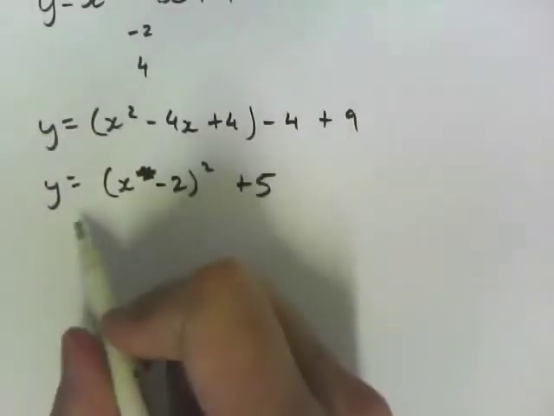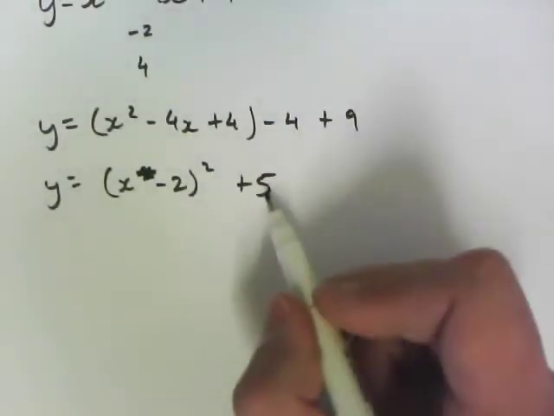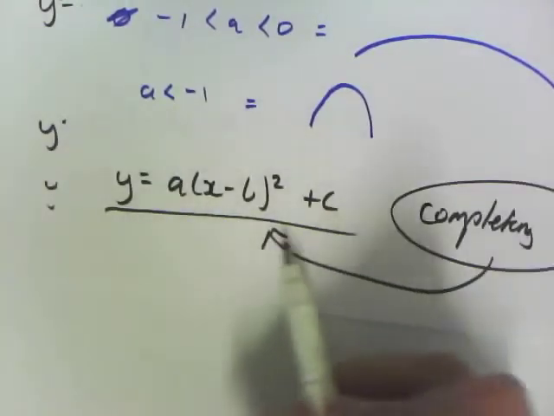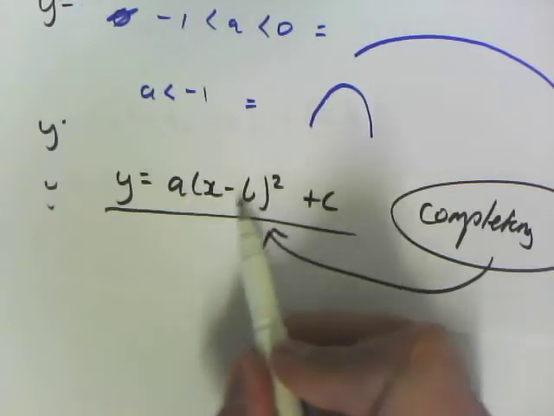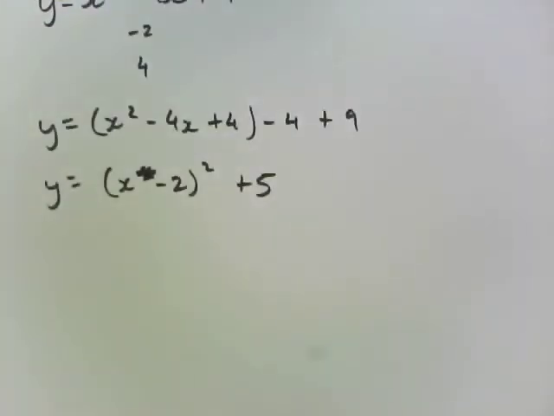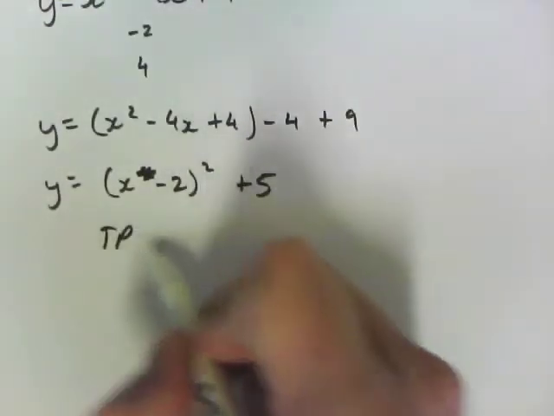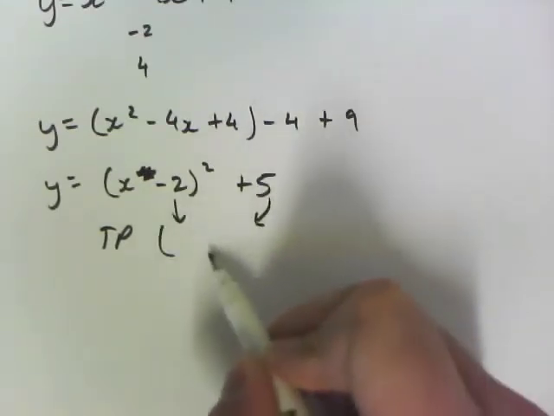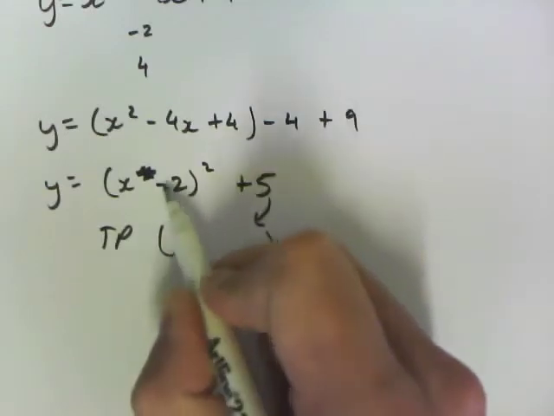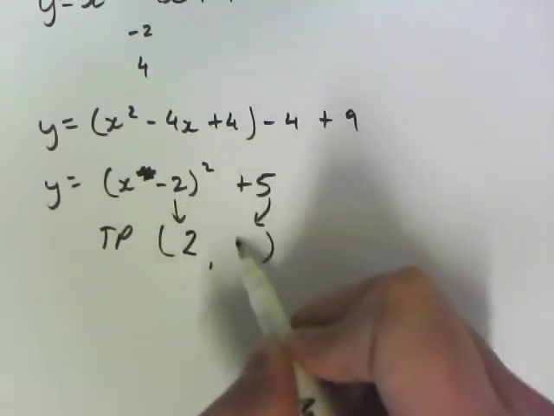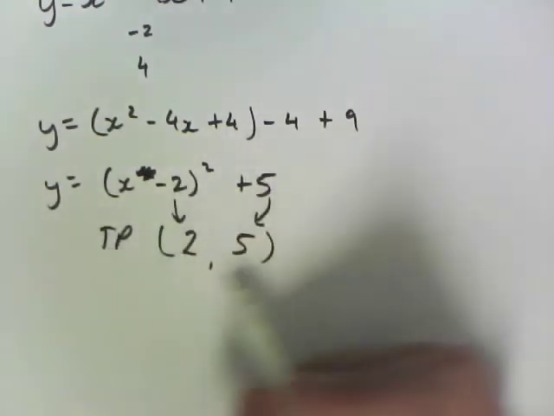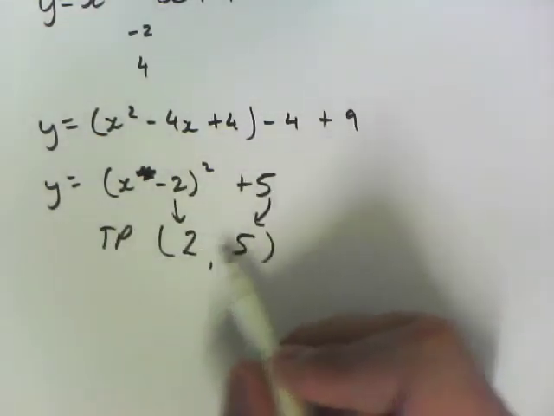You'll notice right now that that's in turning point form. That looks the same as this equation here, a(x minus b) squared plus c. So my turning point is, change the sign of this one. Change negative 2 to positive 2, and positive 5. So that's my turning point: (2, 5).